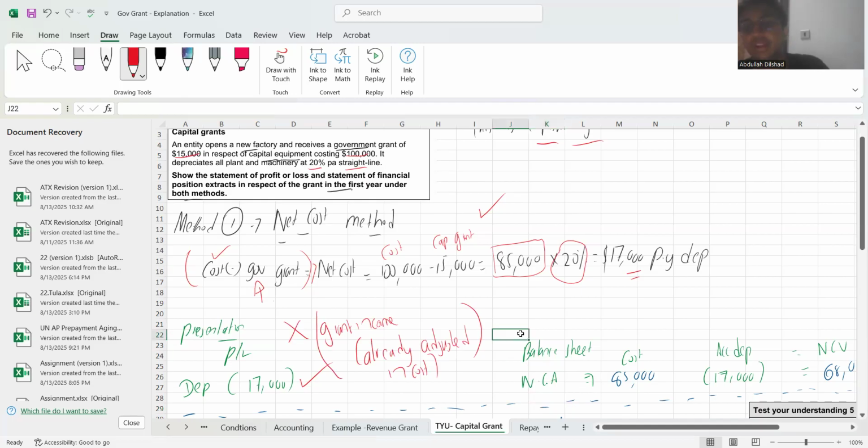Now in terms of the balance sheet. Under cost, will I be showing 100,000 or will I be showing 85,000? I need to show 85,000 only. Why? Because I need to show that adjustment.